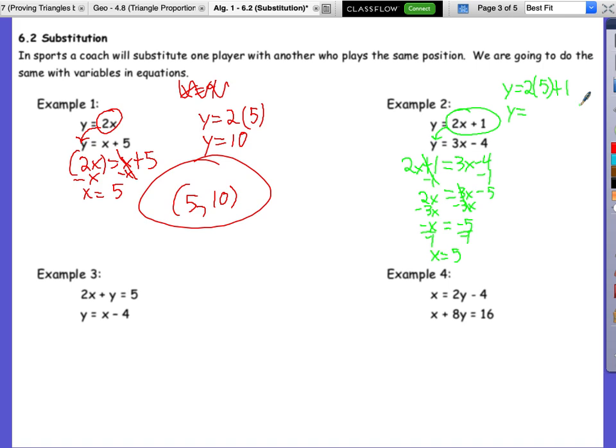Multiplication. Blake, what's 2 times 5? 10, awesome. And then Blake, what's 10 plus 1? 11. So our answer ends up being 5, 11.